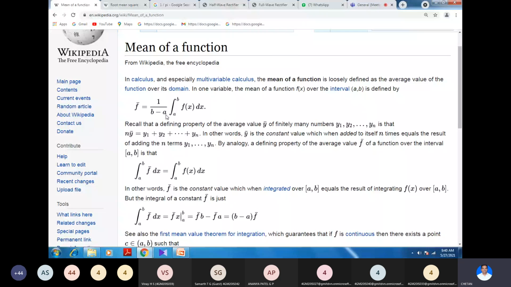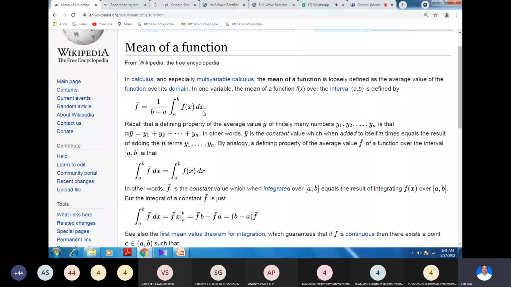And as we are using a sine wave, the signal would be Vm sine omega t with respect to d omega t. So this is the general equation for how to find the mean or average value of a continuous function. I have referred to this equation from Wikipedia. You can also see this equation here in Wikipedia. We are using this general equation for our requirement.